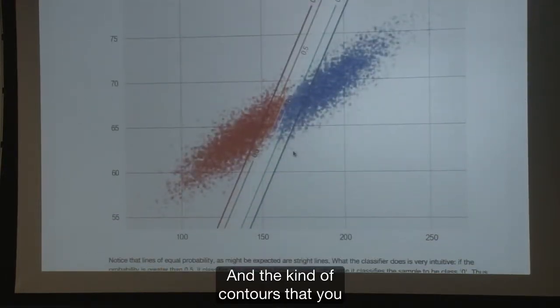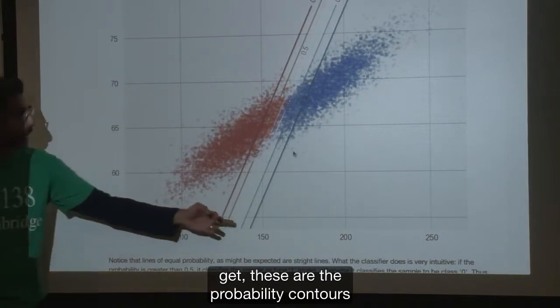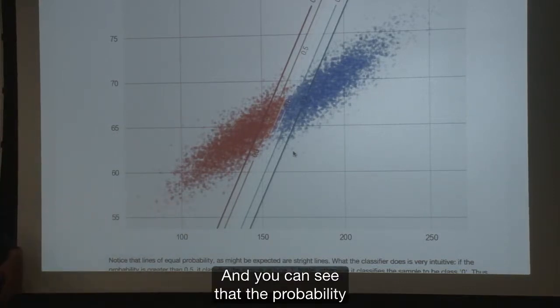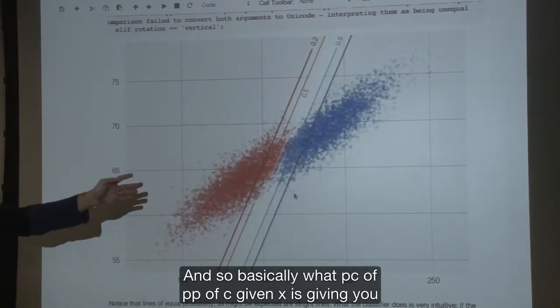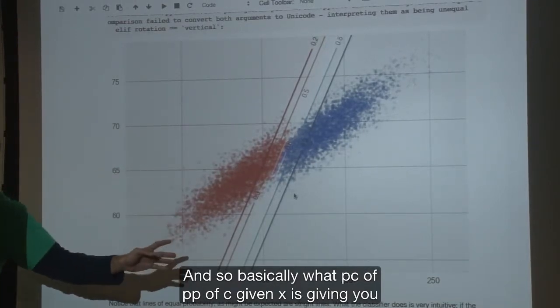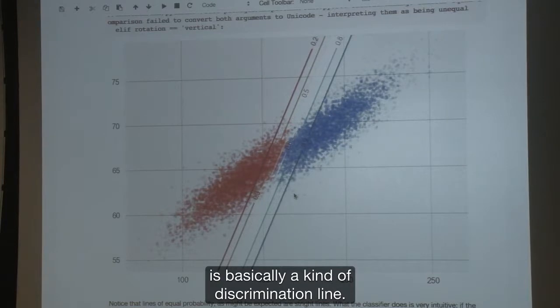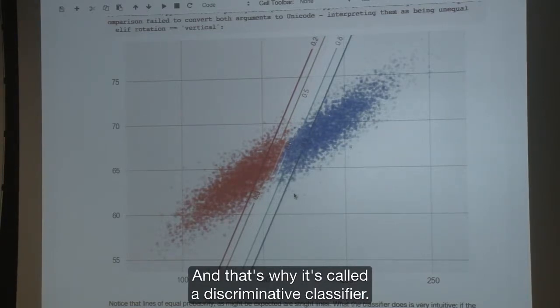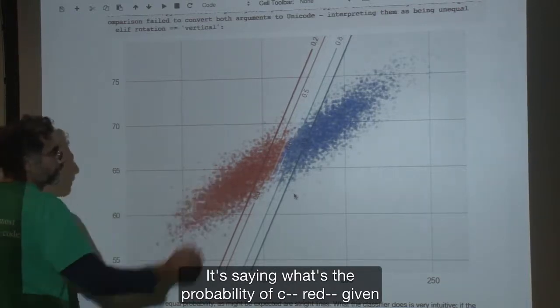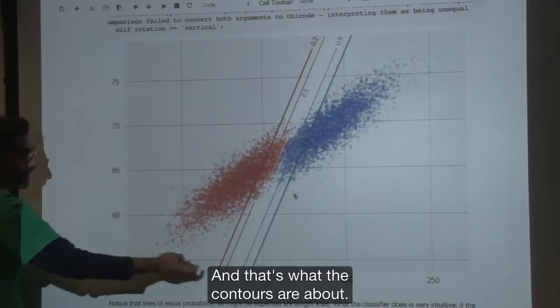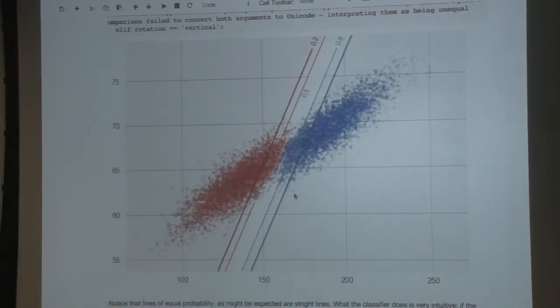And the kind of contours that you get, these are the probability contours that you get from this model. And you can see that the probability contours from this model are these straight lines. And so basically what P(C|X) is giving you is a kind of discrimination line. And that's why this is called a discriminative classifier. It's saying, what's the probability of C, red, given X? And that's what the contours are about.